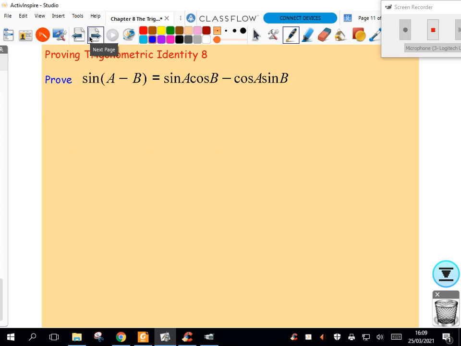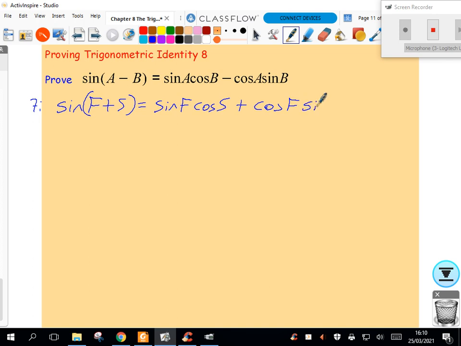And I'm going to use that to prove this identity number 8, which is the sine of the difference between two angles identity. So I'm going to start by just rewriting identity number 7, which says the sine of a first angle plus a second angle is equal to sine of the first times cosine of the second plus the cosine of the first times the sine of the second. And all I'm going to do is use a substitution here. I'm going to let the first angle be A and the second angle be equal to negative B.